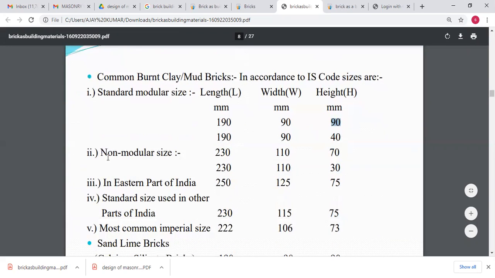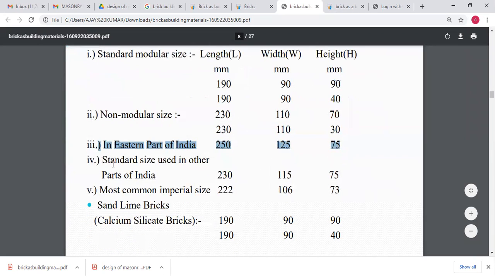For a non-modular size, 230 by 110 by 70, 230 by 110 by 30. In the eastern part of India, 250 by 125 by 75 is used as the standard size. In other parts of India, as per the regulations, 230 by 115 by 75 is used.